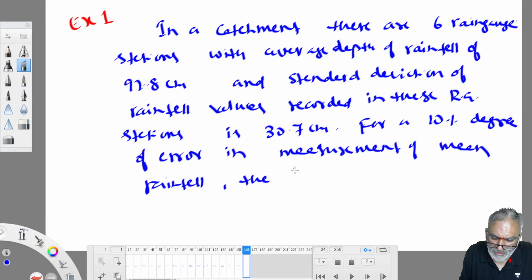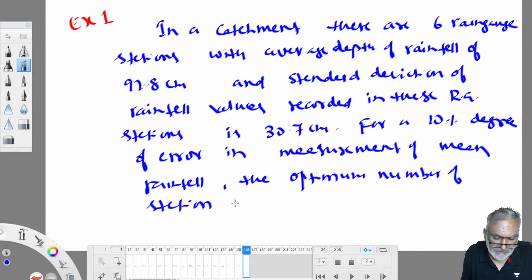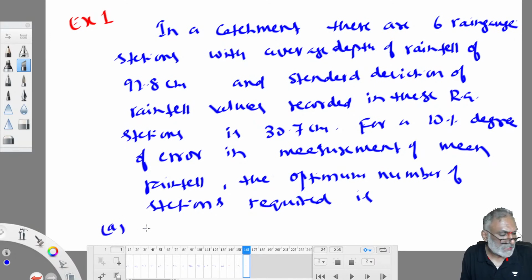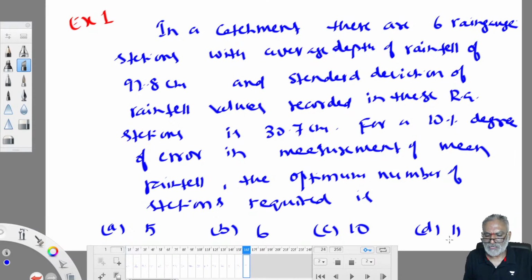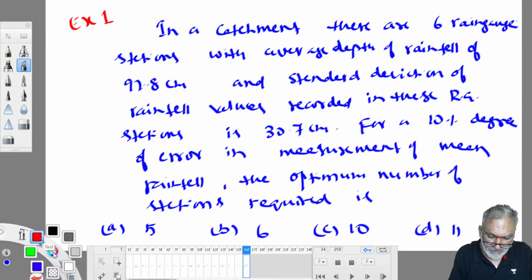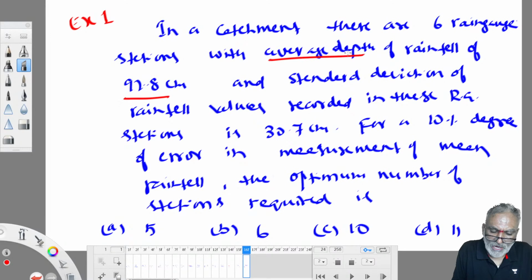This is a straight question, nothing is there. Without a calculator also you can manage. Optimum number of stations required is, come on, answer. Options given are 5, 6, 10, 11. Come on, work out. Let me see how many of you work out. Come on, fast. So what is given to you? Average depth of rainfall, P bar, is given. The other one, standard deviation, is given. E is given. So we require 3 data only.